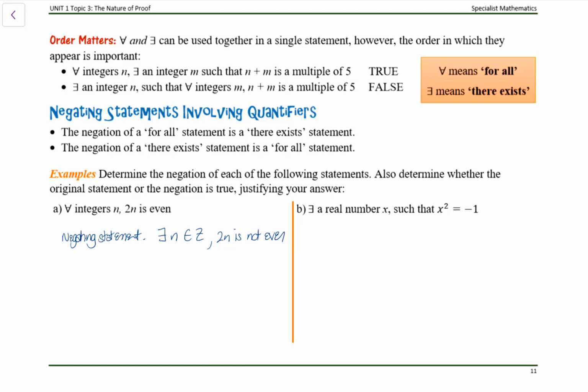So the original statement would be true, as the resulting number would be a multiple of 2. If we look at the negating statement, there exists a number which is an element, which is an integer, such that 2n is not even. That's false. If we multiply any number by 2, it is then a multiple of 2, so it has to be even. So the original statement would be true, as the resulting number would have to be a multiple of 2.